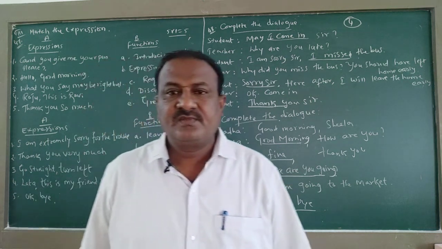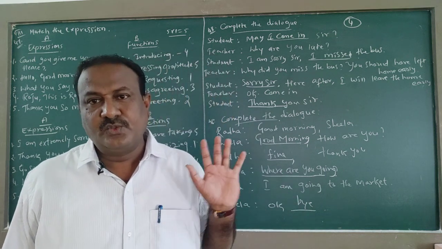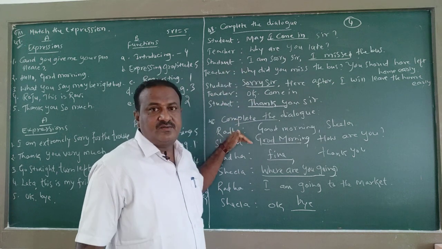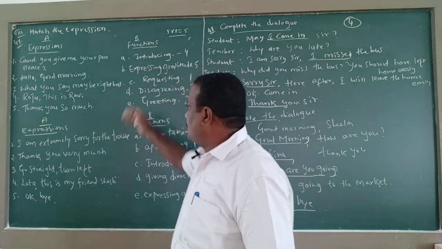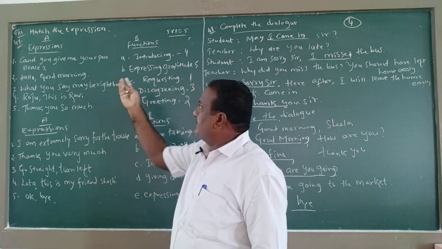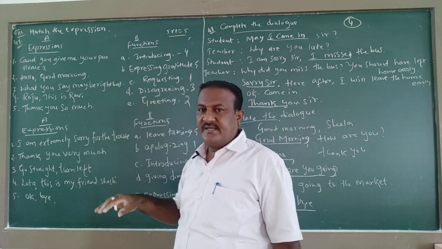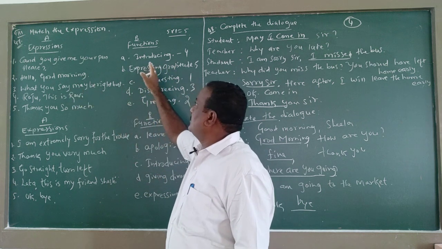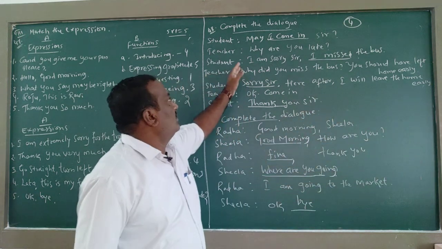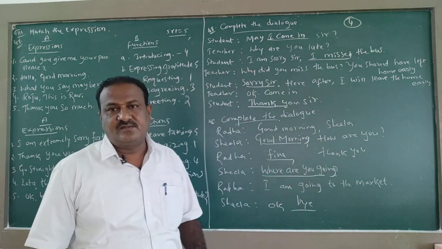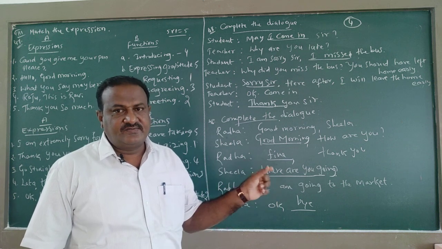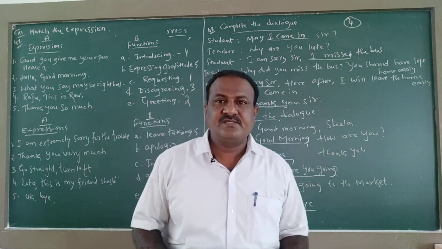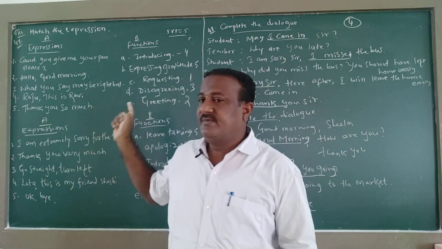Okay, see you. So, like this you should do. 4 marks, 2 examples I have given, and here also 2 examples. Here match the expressions, column A and column B. A is expression, B is function. Here, complete the dialogue according to the given situation you have to write it. So, 4 marks for this and 5 marks will be for this.